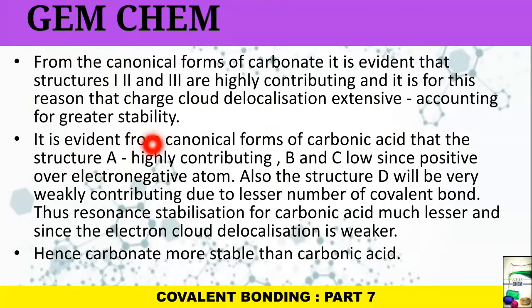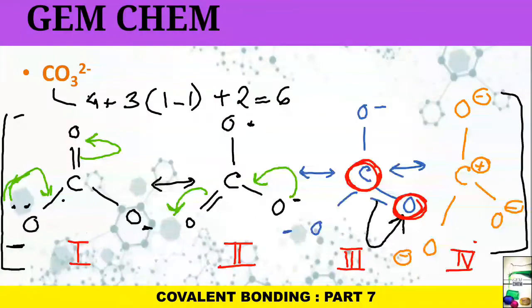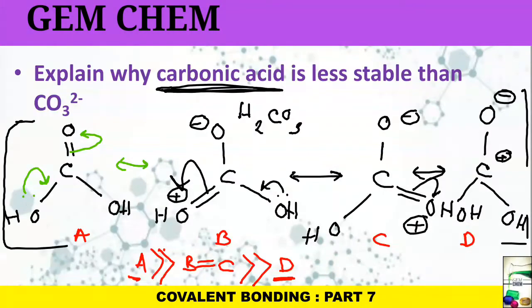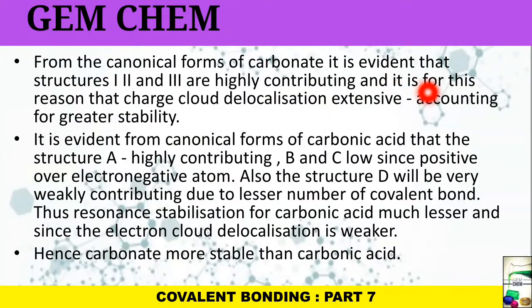So from here we can understand that for carbonate, as we have seen, it is evident that structures 1, 2 and 3 are highly contributing. If you focus on the previous case, we have already seen 1, 2 and 3 are highly contributing, right. So it is for this reason that the charge cloud delocalization is extensive, that is the electrons are displaced extensively, accounting for greater stability.